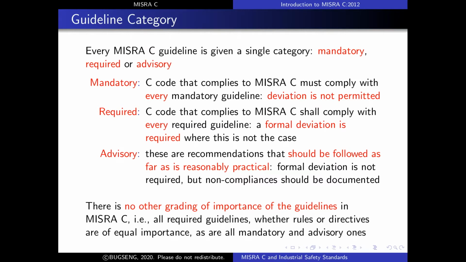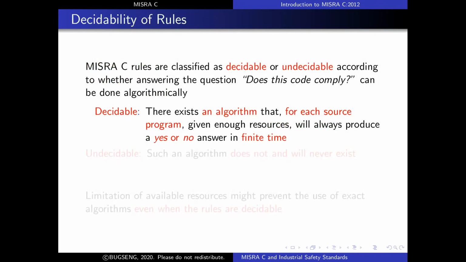So this doesn't mean that any organization may have its own grading of importance, and it is also possible to recategorize the guidelines following certain rules. Now we have seen that there is a decidability attribute. A guideline is marked as decidable if there exists an algorithm that for each source program is able to give a yes or no answer in finite time. And it is marked undecidable if such an algorithm does not and will never exist.